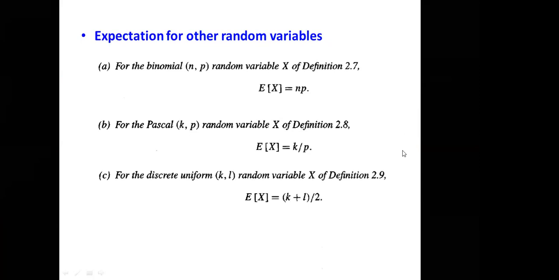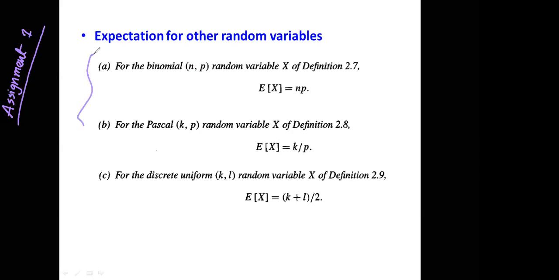We have the other 3 random variable family results like this, and this will actually be the assignment number 1. The part 1 will be this one. There is another part, I will come later on. The part 1 is to solve these 3 expected values for binomial, Pascal, and discrete uniform random variable.